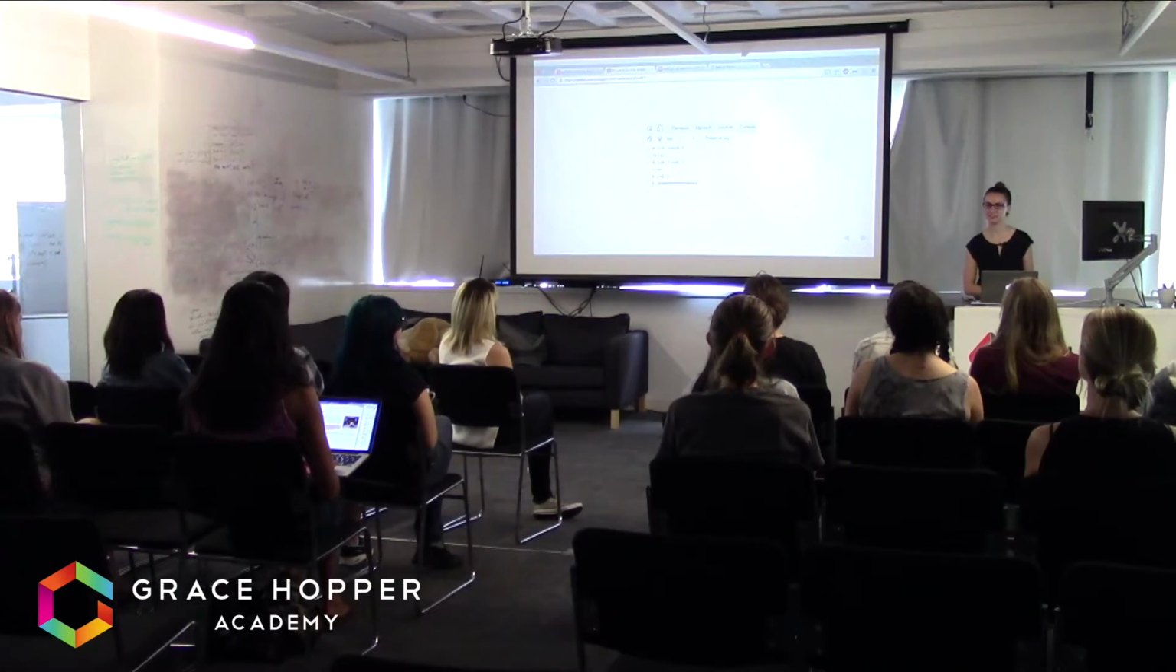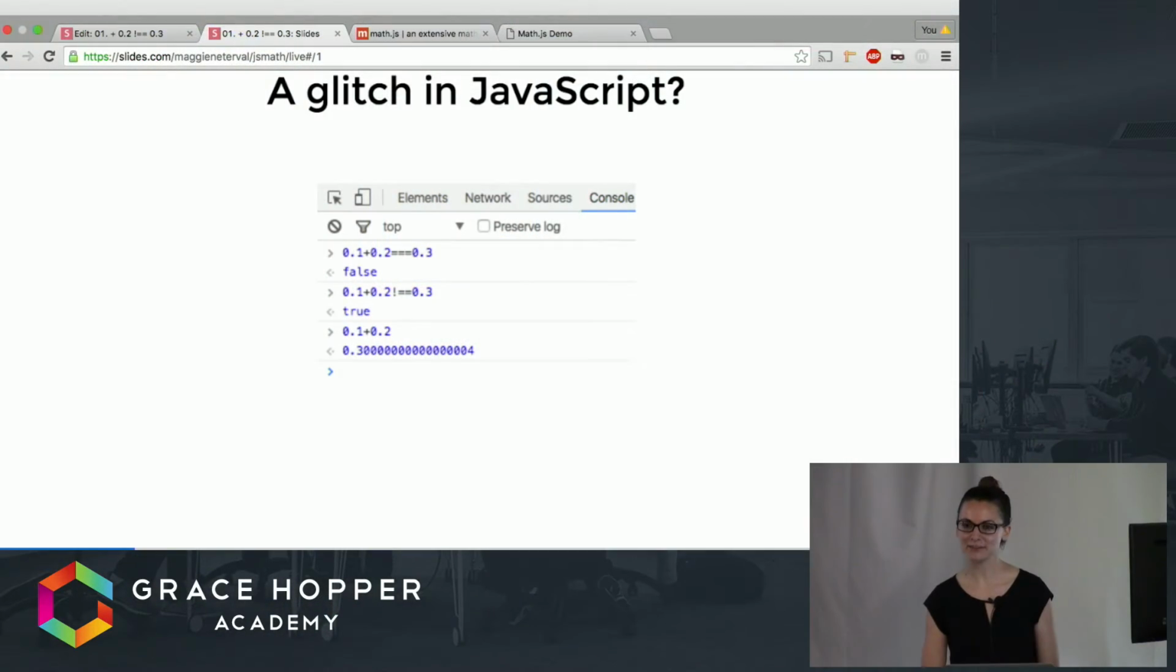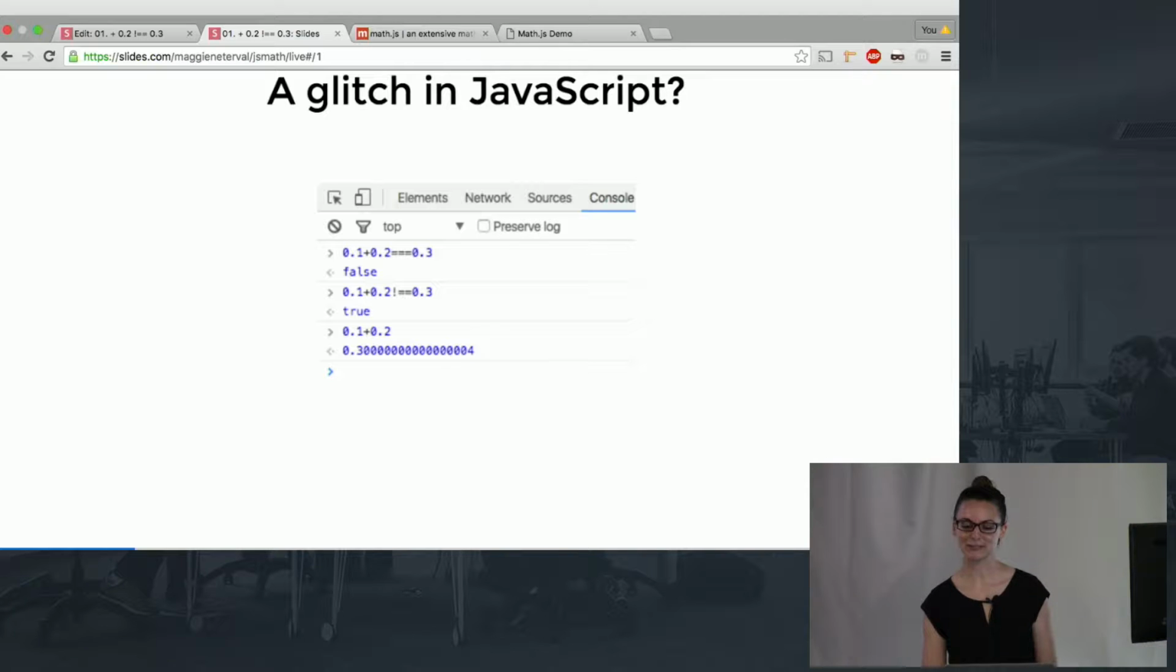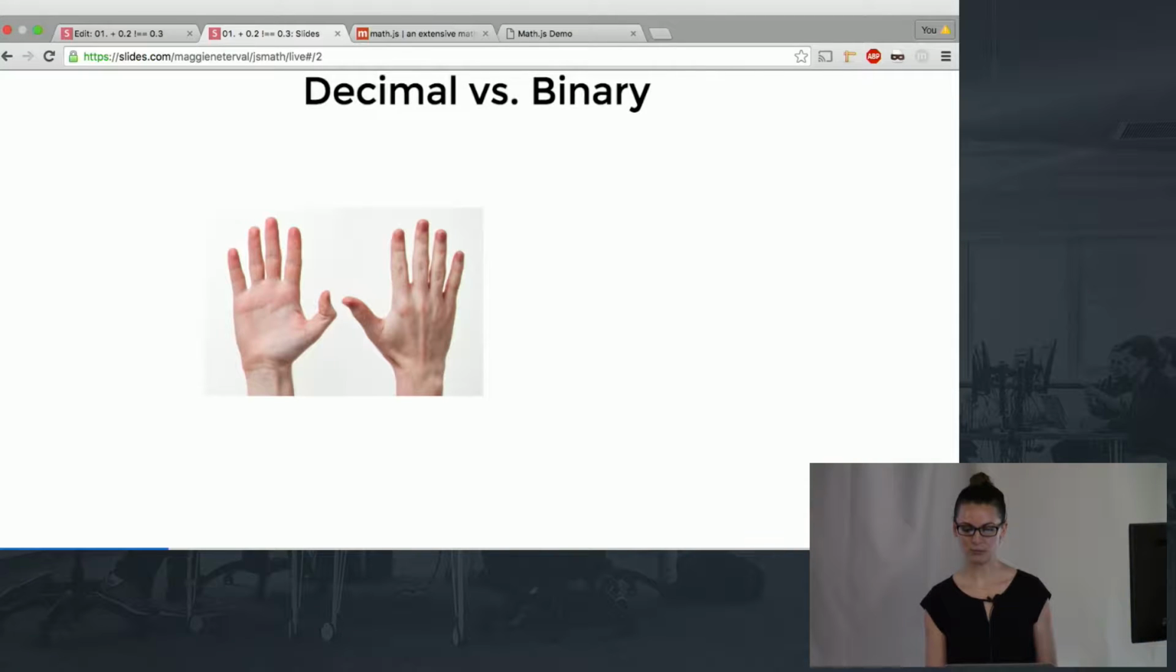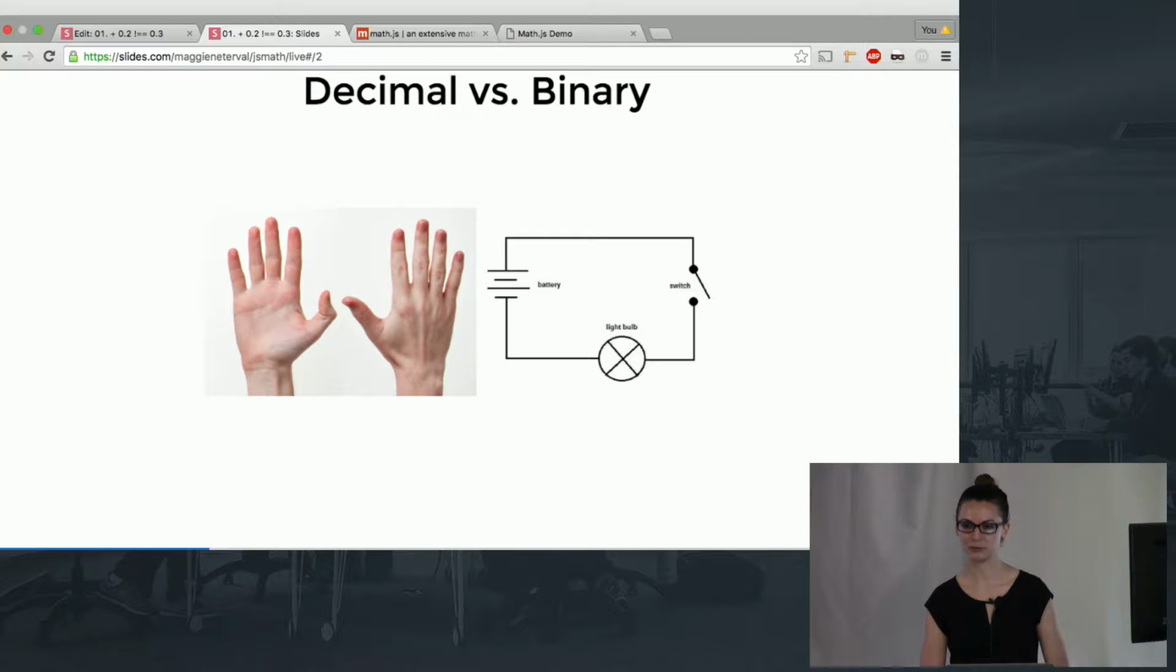Always work as you expect it to. And my first thought was, this must be a glitch in JavaScript. But upon further investigation, that could not have been further from the truth. So before we dive into how computers store numbers and why issues like this might arise, a quick reminder of the difference between decimal and binary and how arbitrary they are.